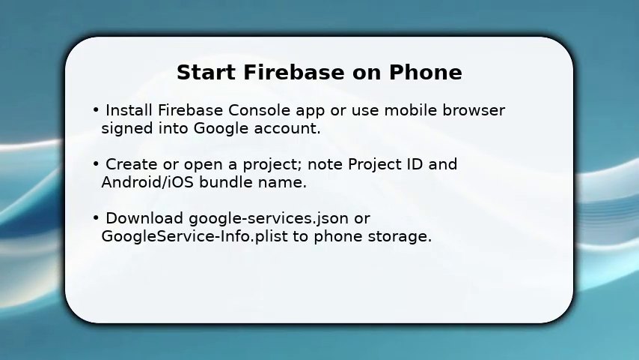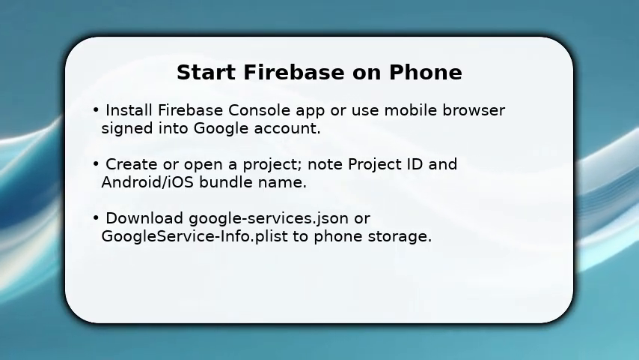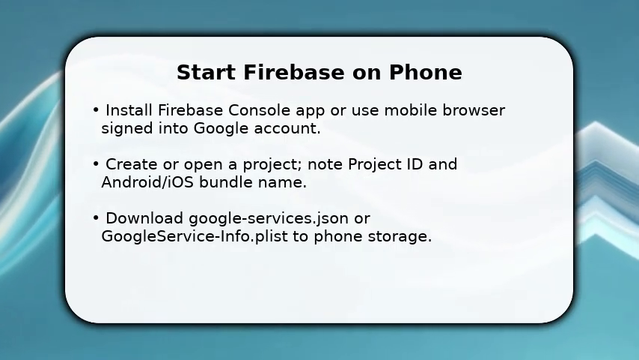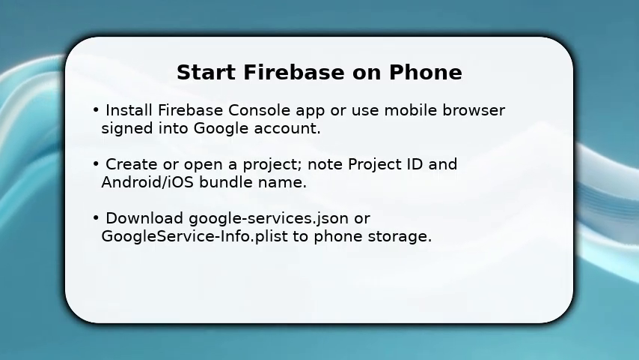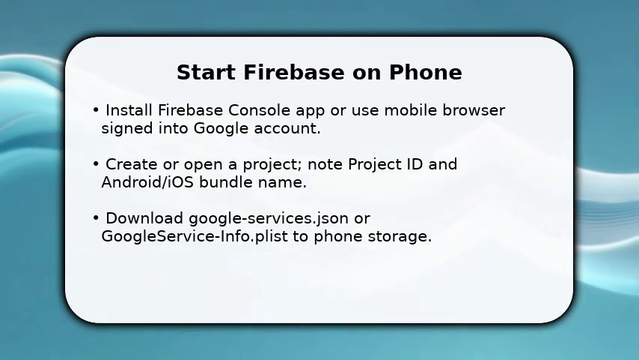You begin by opening the Firebase console on your phone and signing in. This gives you access immediately. Create or select a project and add an Android or iOS app entry so Firebase can identify your build. Once added, download the google-services.json or GoogleService-Info.plist file directly to your phone.